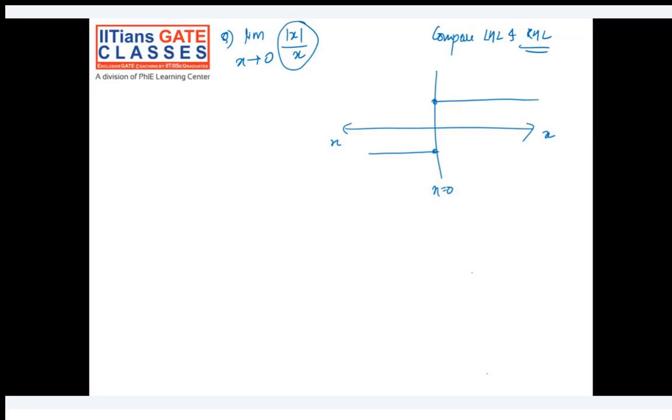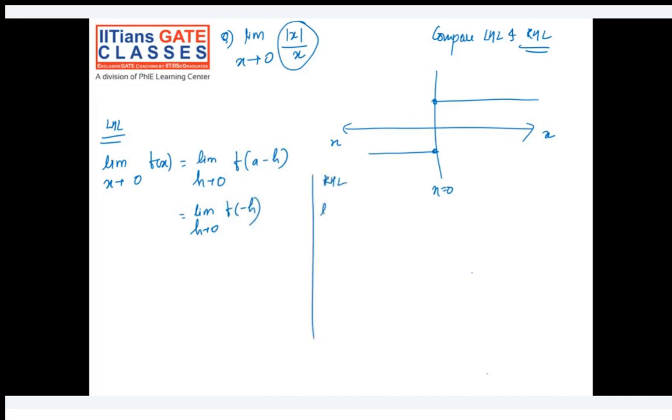Let's try to check whether it is same or not mathematically. Left hand limit is limit x tends to 0 of f of x, which is equal to limit h tends to 0 of f of a minus h. A is 0 in this case, so limit h tends to 0 of f of minus h. Similarly, right hand limit would be limit h tends to 0 of f of plus h. Directly I'm writing. Now f of minus h would be equal to mod of minus h divided by minus h, and f of plus h will be equal to mod of plus h divided by plus h.